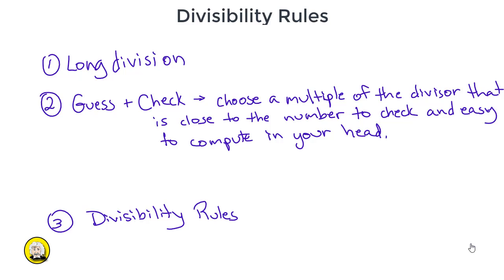Throughout the exam, you're going to have to check for divisibility. It's a critical skill that's used over and over, whether you're factoring numbers or answering questions. So let's take a moment and look at our different options.